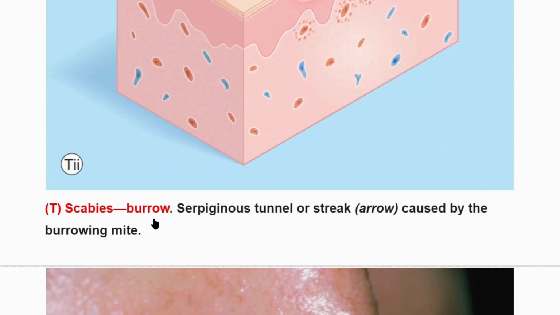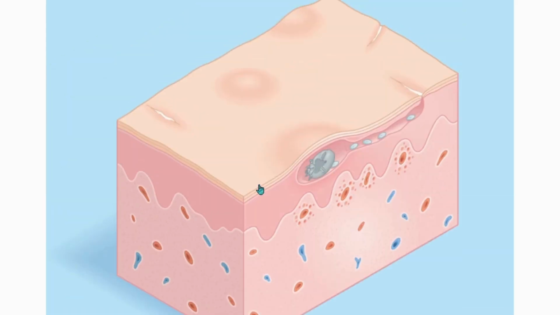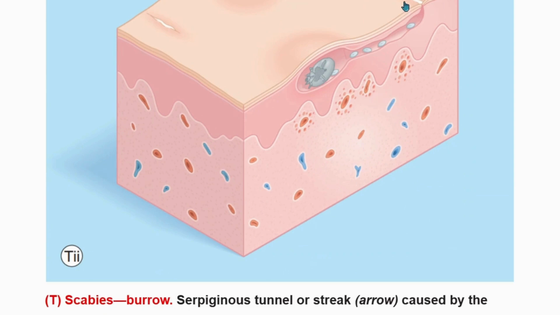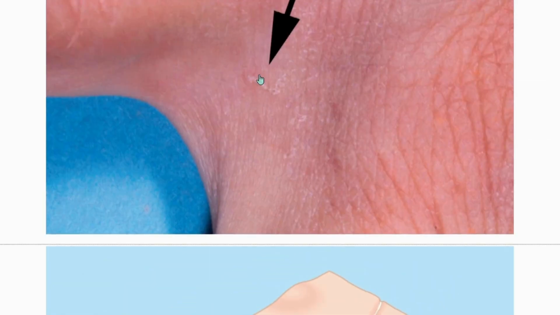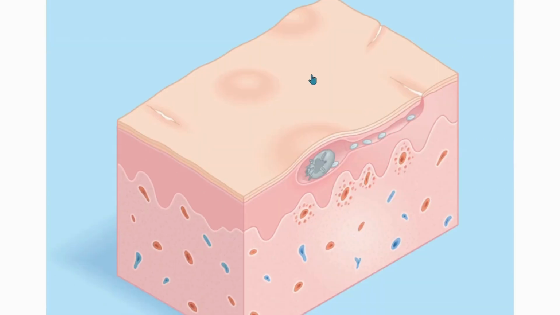Scabies. We have a burrow in scabies, a serpiginous tunnel or streak caused by the burrowing mite. As we can see here, the burrowing mite is beneath the skin, and the mite itself and the mite's eggs are under the skin. We can see here the burrowing of the mite.